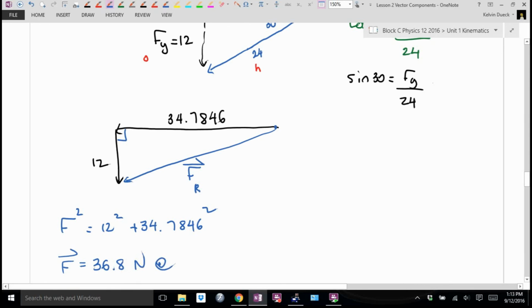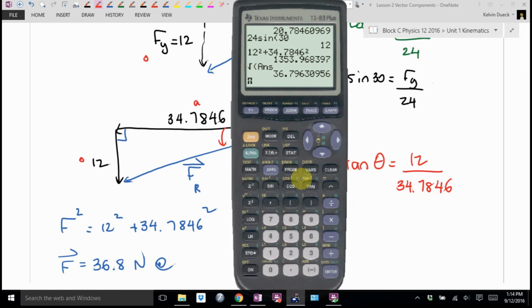Newtons at theta goes here. Opposite, adjacent. Tan theta equals opposite over adjacent. Opposite over adjacent. And I get, I guess, 19 degrees even, 19 degrees.